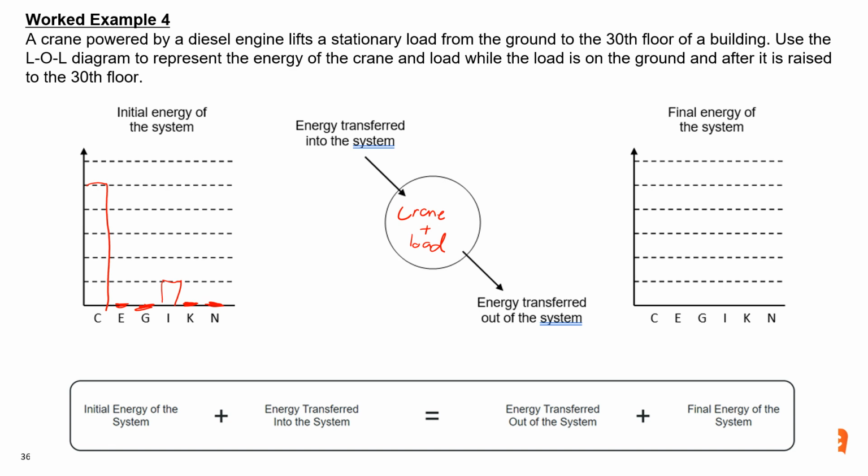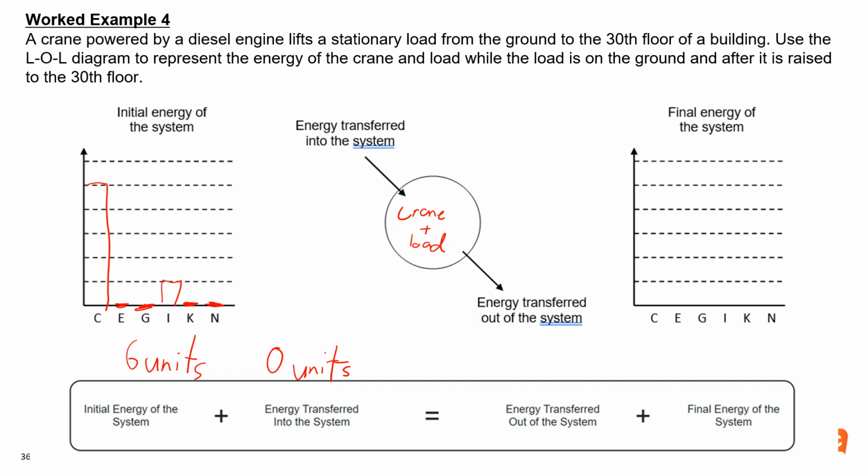So this tells us that our initial energy of the system is 6 units. Is there energy transferred into the system? No. We're not going to transfer any energy into the system because this crane is going to lift it using the diesel fuel.